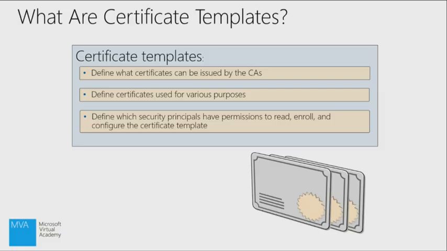And on to our next topic, certificate templates. This is one that we talked about a few minutes ago. We saw the tool used to manage templates and very briefly looked at one of those templates and how to modify some of its settings. Certificate templates and what they are. They define what certificates can be issued by a certification authority. They define what those certificates are used for and how they're used. In some cases, within those roles, there are other options you can set. Define which security principals have permission to read, enroll, and configure the template themselves.